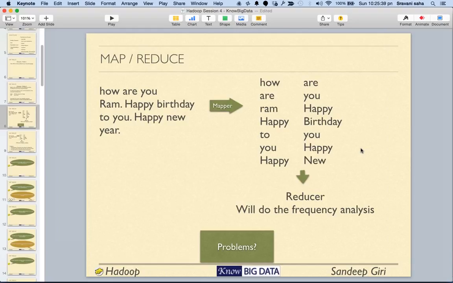Good. So Abhishek is saying, how to deal with a situation if how are you goes to another mapper than Ram. Correct. Correct. And that's exactly the scenario here, right? One line went to one map function, another line went to another map function, and hence the trouble which we are facing right now. Okay.